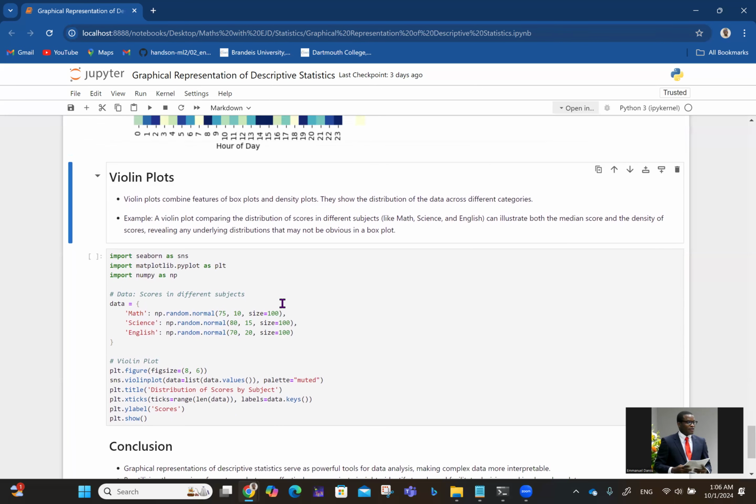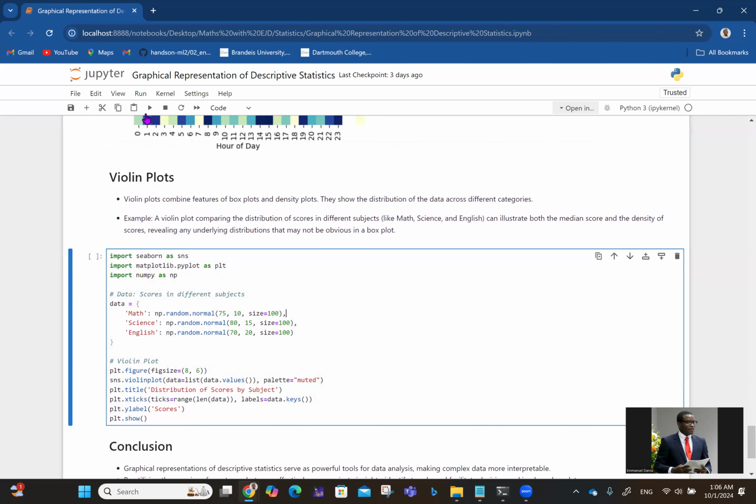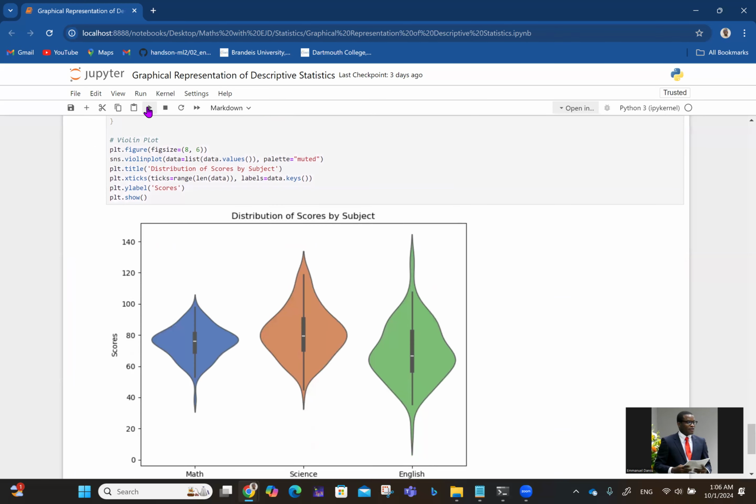Okay. We can also have something called violin plots. Violin plots actually combine features of box plots and density plots. They show the distribution of the data across different categories. So, for example, a violin plot comparing the distribution of scores in different subjects like math, science, and English can illustrate both the median score and the density of scores, revealing any underlying distributions that may not be obvious in a box plot.